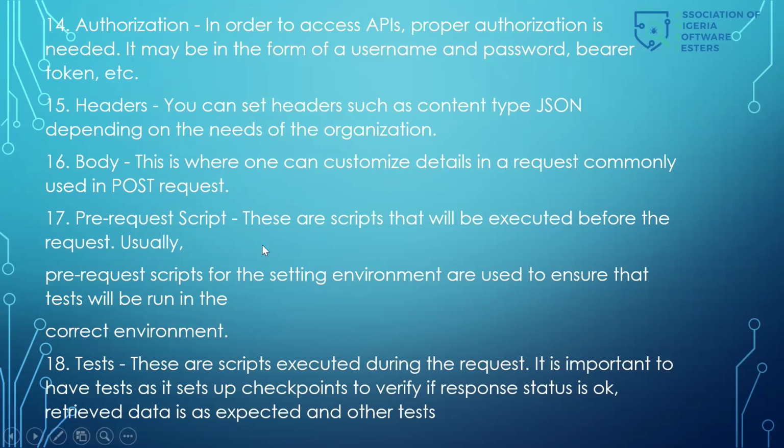So pre-request script is for the automation part, the API automation part, which allows you to write the scripts that will be executed before the request. You need to write all your scripts before you now execute them and run them in the correct environment. So this is also talking about your API automation, where you write your tests. You also see the tests on your Postman, for those people that were able to download it.